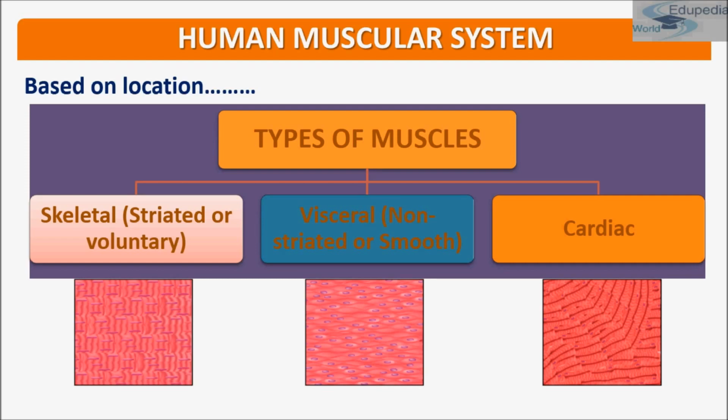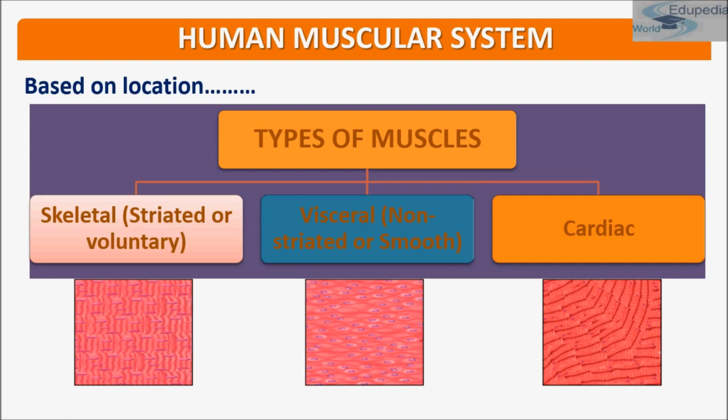Based on their location, three types of muscles are identified. Which are those? First is striated or voluntary, which is also known as skeletal. Second is visceral. It is also known as non-striated or smooth muscles. And third is cardiac muscles. Okay?